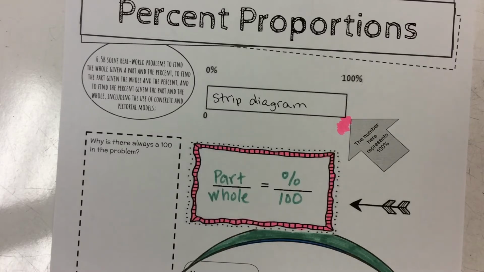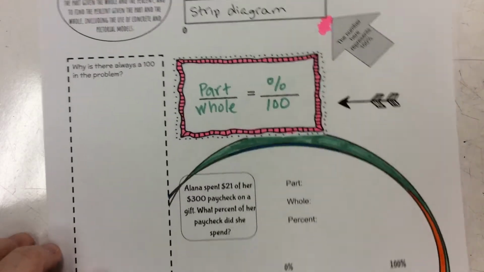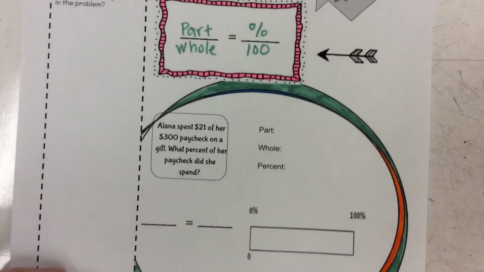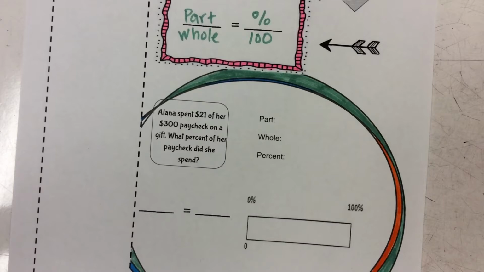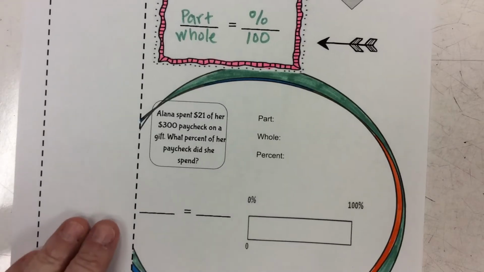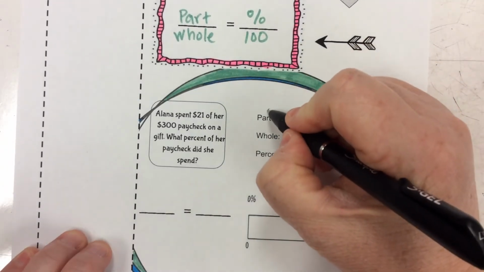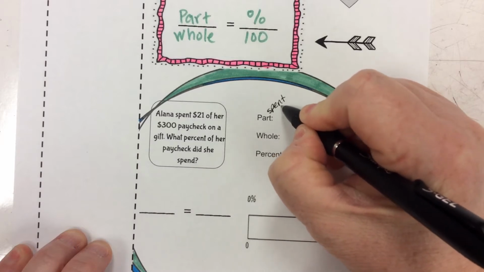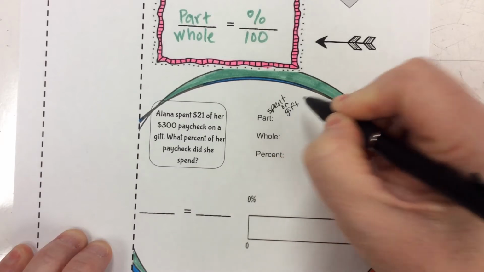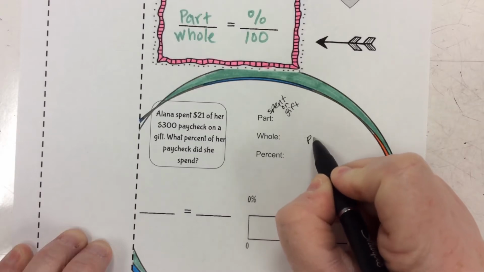Okay? Now, our first example of how to put this into a word problem, what this means, okay? Alana spent $21 of her $300 paycheck on a gift. What percent of her paycheck did she spend on a gift? So in this situation, we have the amount of money that she earned, and then we have the part of her paycheck that was spent on the gift, okay? So the part is spent on a gift. Okay? The whole represents the whole paycheck.